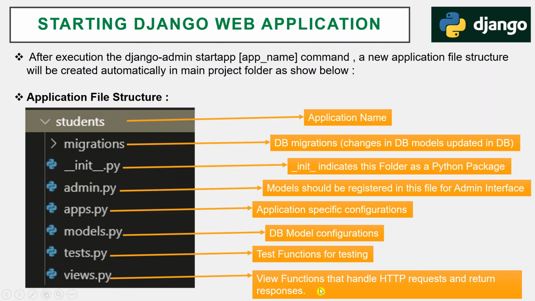So this is the application file structure, friends, and I have discussed each item in it. These seven items are created by default when we create a new application. Let us do it practically, friends.